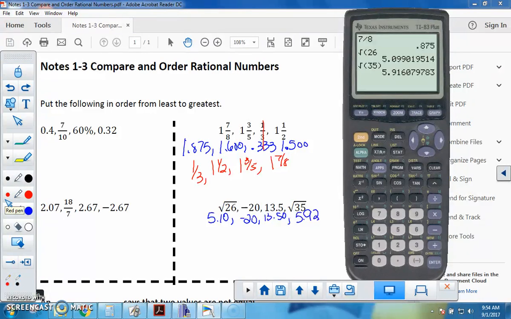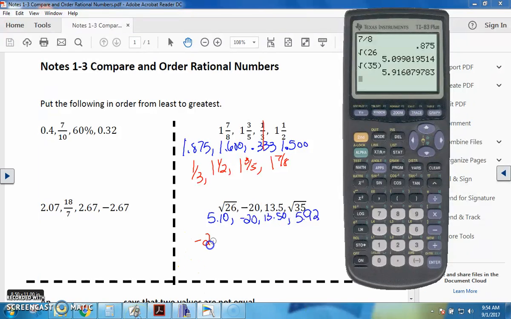So, you change them all to decimals. So, square root of 26 was 5 and 10 hundredths. That I rounded to the nearest hundredth. But I changed everything into 2 decimal places with the exception of the -20. So our smallest number would be what?